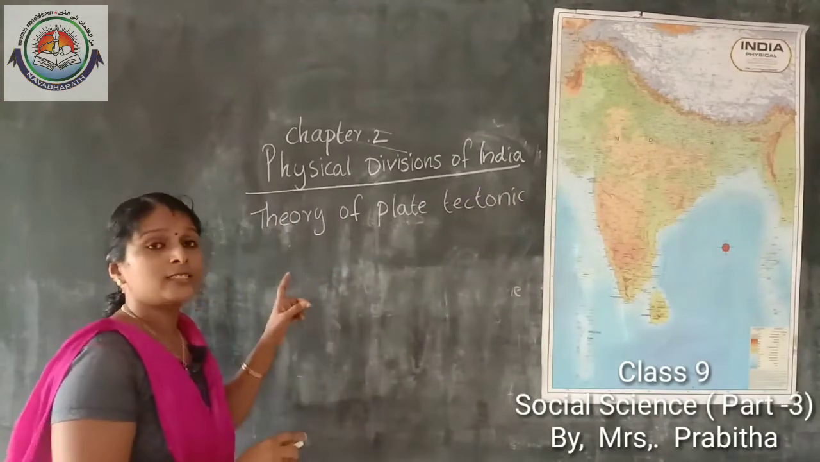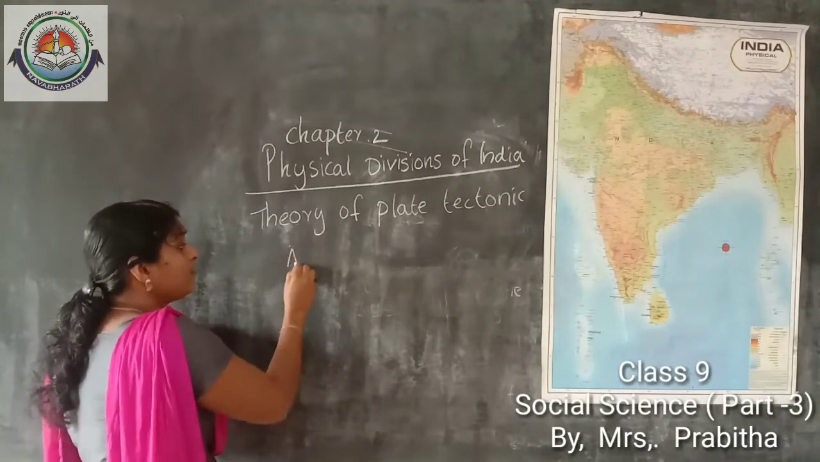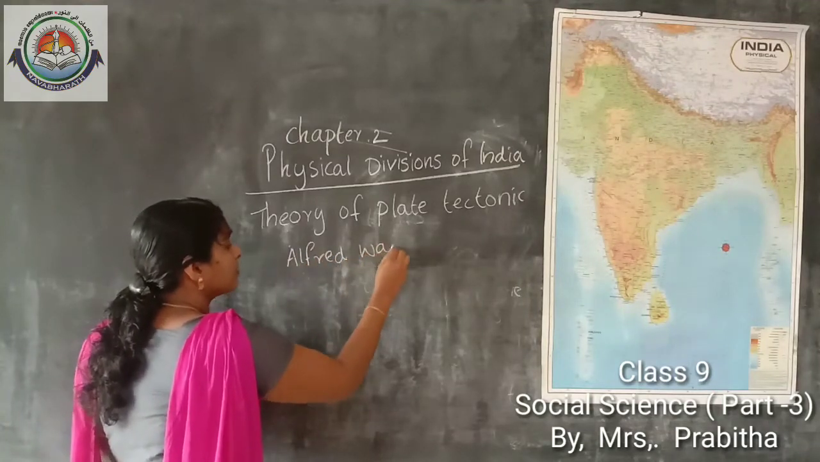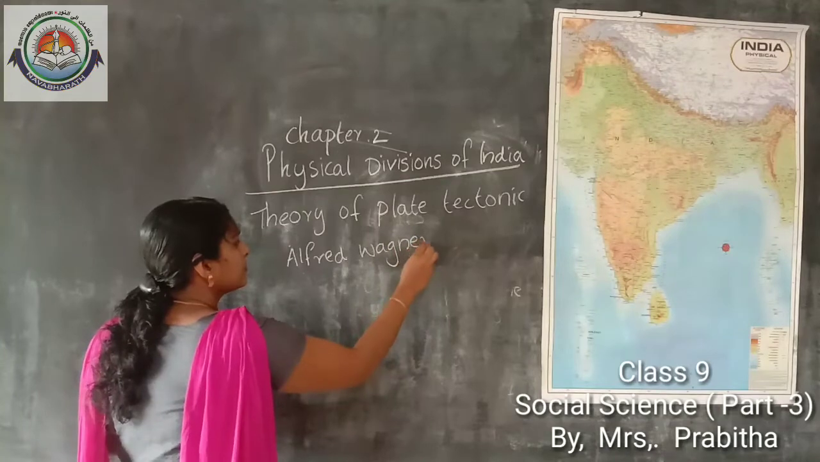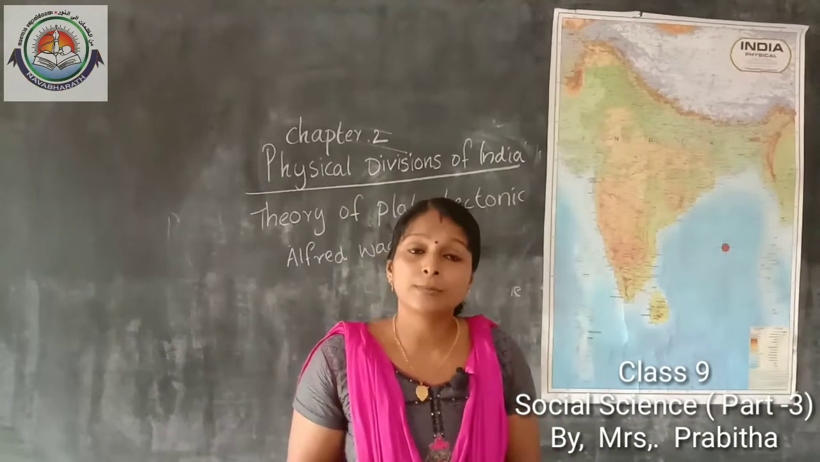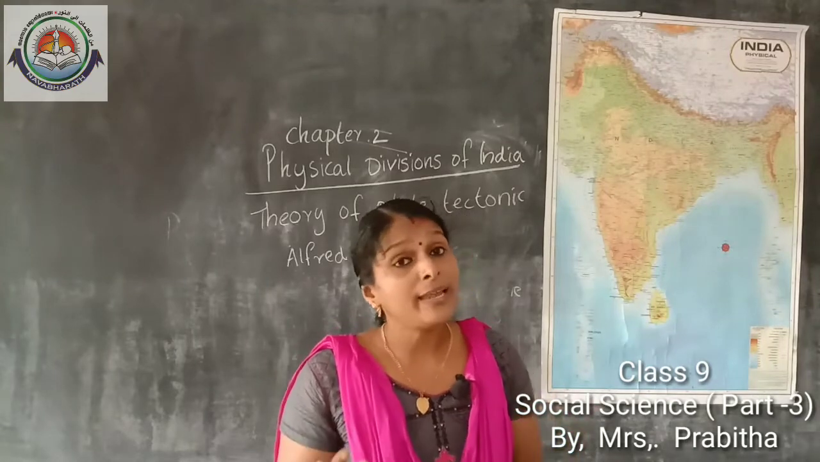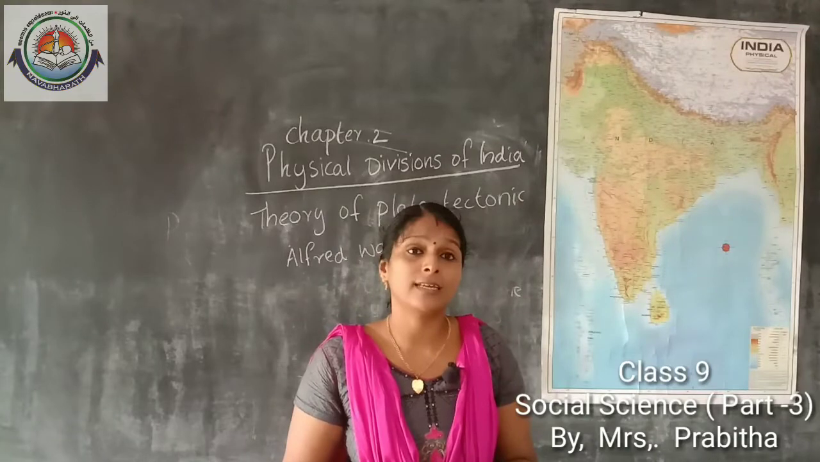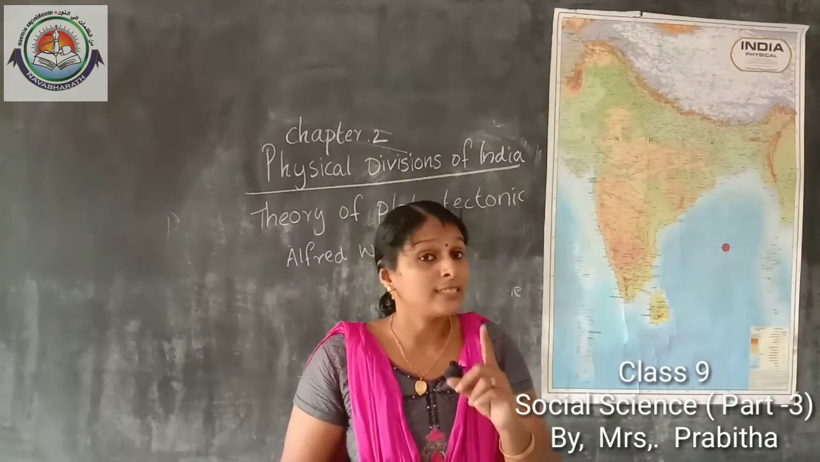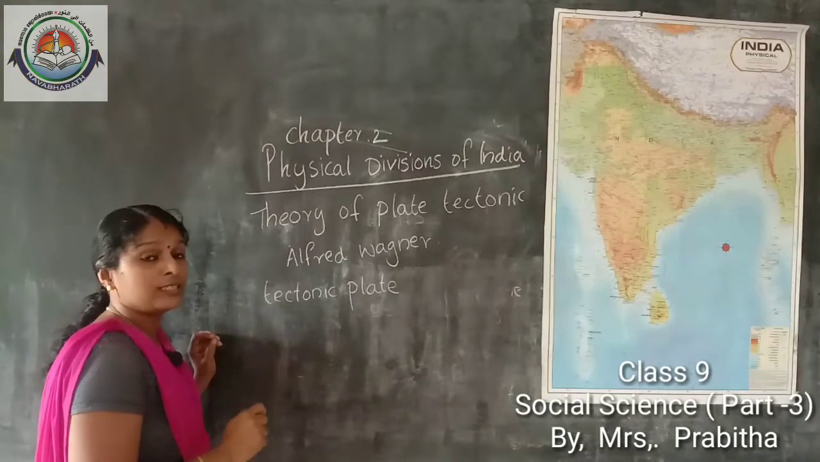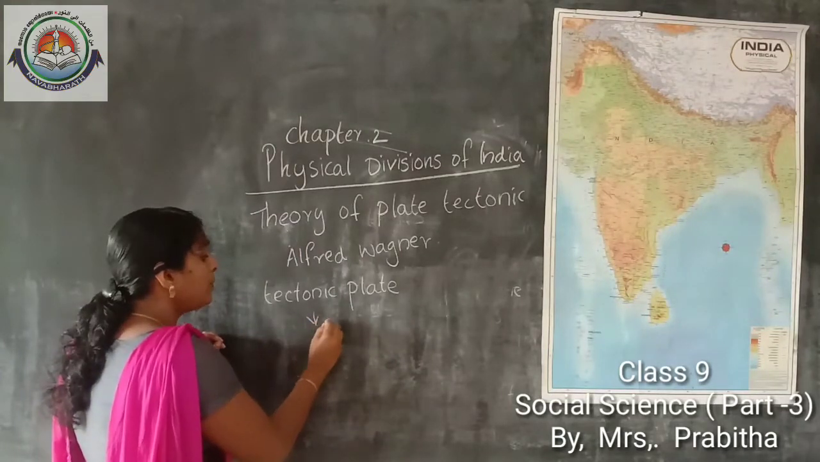This theory is formulated by Alfred Wegener. According to this theory, Earth's crust is made up of some minor and major plates. When tectonic plates are there, you may think, what is this tectonic plate? What are tectonic plates? The lithosphere is divided into some small pieces.